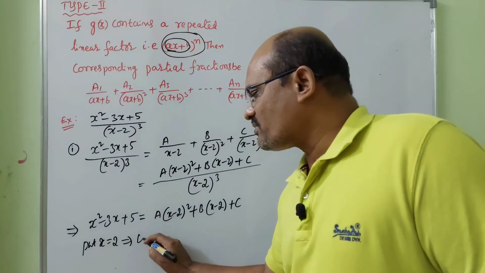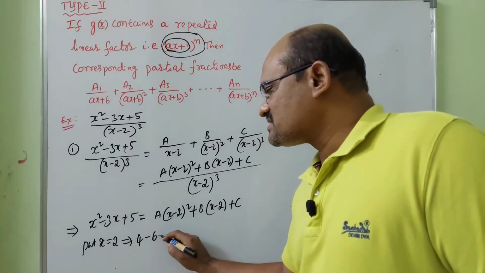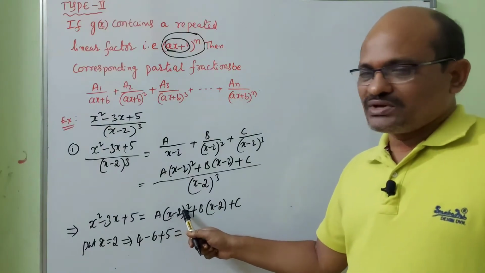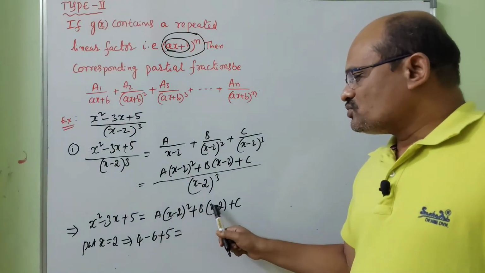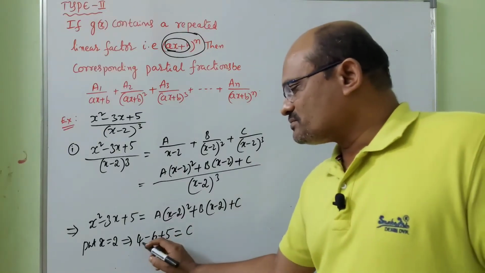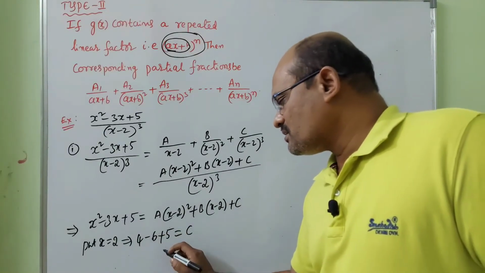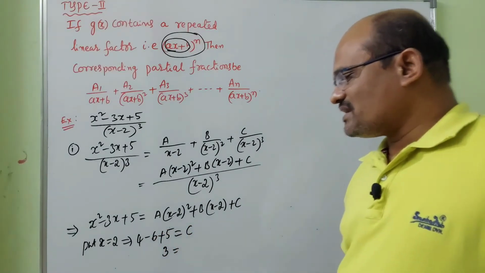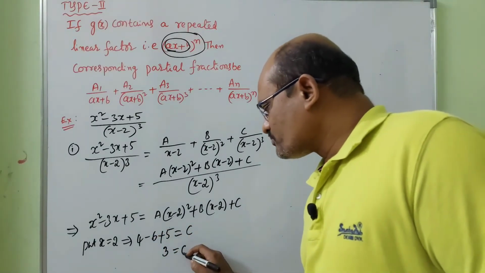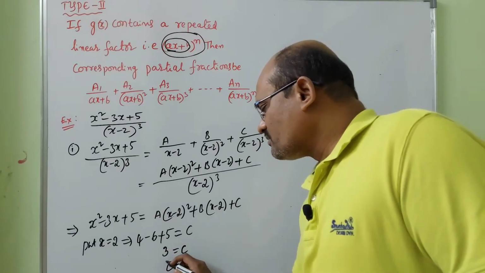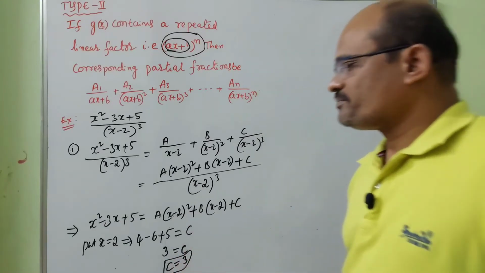2 square is 4. 4 minus 6 plus 5 is equal to, if you put 2 here, 2 minus 2 is 0. It gets cancelled. This term becomes 0. Only c remaining. So you will get 6 minus 4 plus 5 is 3. So the value of c is 3. You will get the value of c as 3.